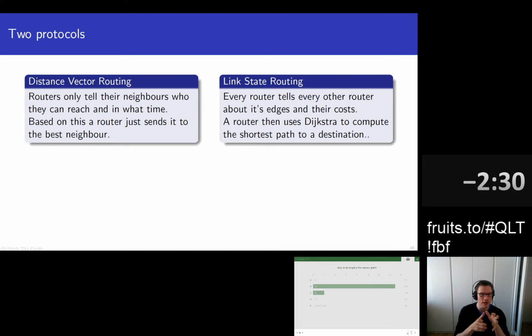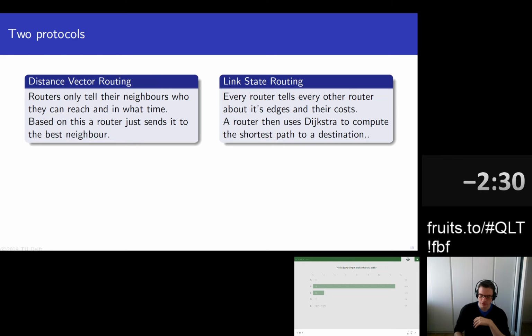The alternative is link state routing. This means that every router tells every other router, so not just neighbors, but everything in the network, about the edges it has and the time it takes for a message to travel along these edges, along these wires. And a router then uses Dijkstra to compute the shortest path to a destination.